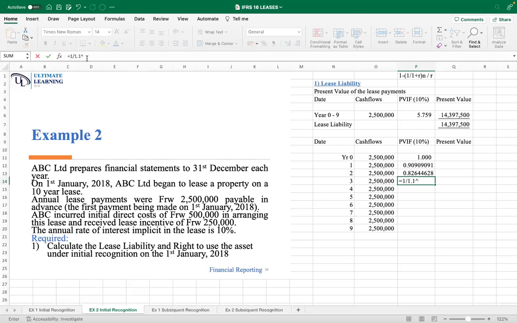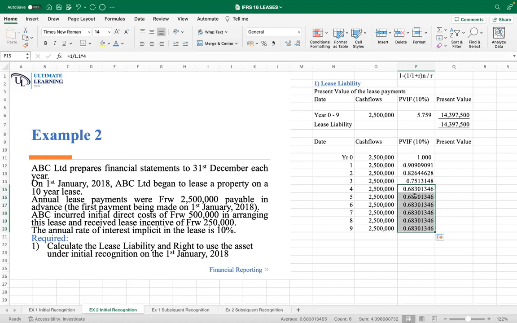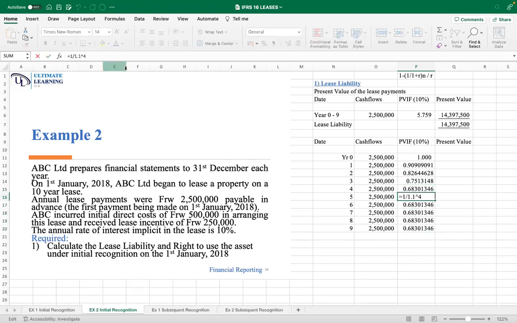Raised to power 1, power 2, power 3. Power 4 also, 1 divided by 1.1 raised to power 4. And you continue like that until the last one. So the next one will be power 5. The next one will be power 6. The next one will be power 7. The next one will be power 8. The last one will be power 9.